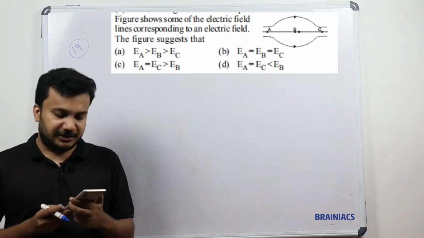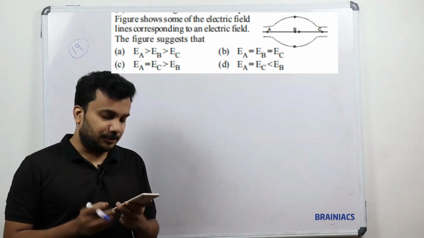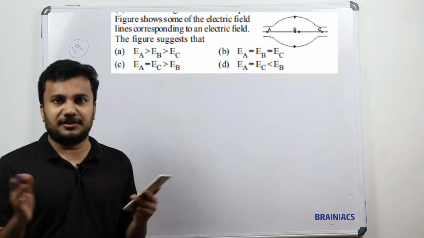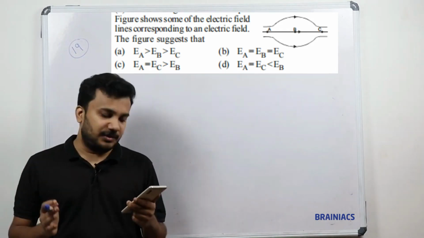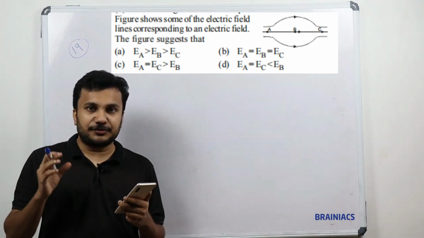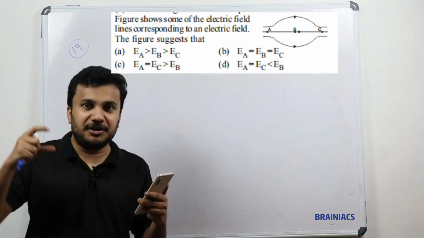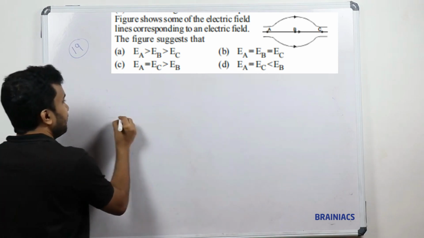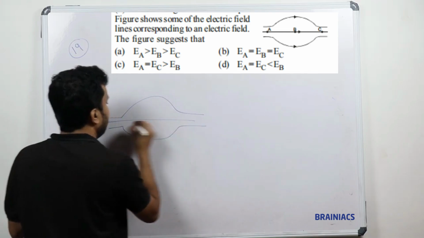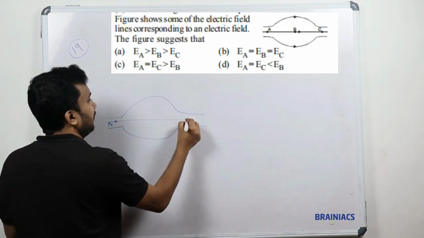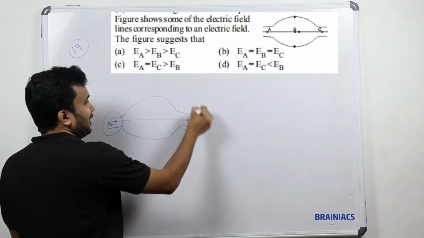If you see the number of electric field lines at point A and at point C, both are the same, which means the same electric field strength will be there. But in the case of C, there are relaxed electric field lines. As per the diagram, this is point A and this is point B. So at A and B, it's very congested.